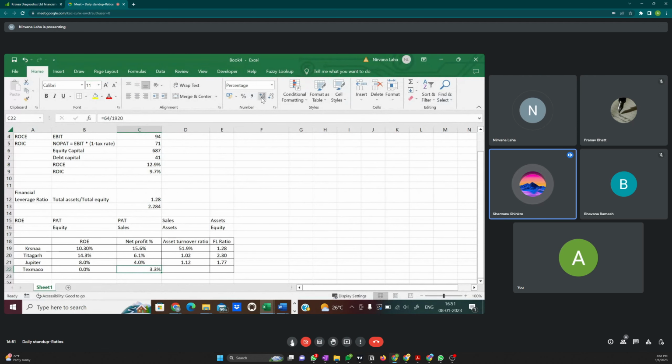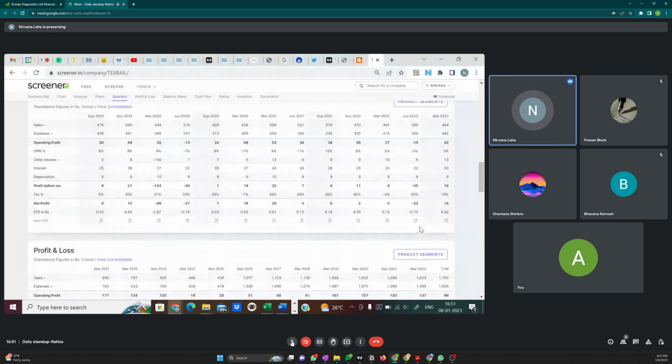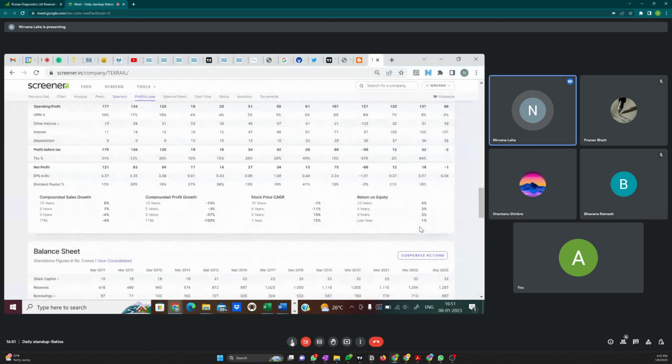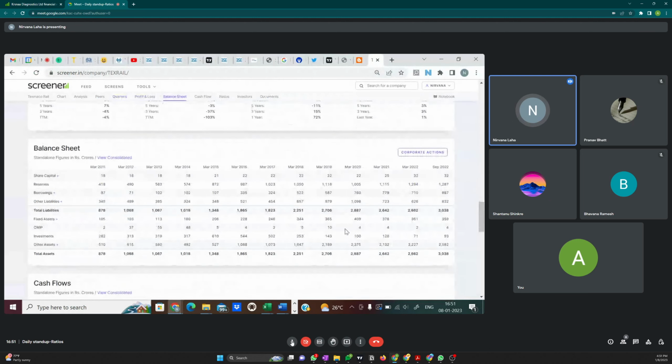By the way, I was correct, it was correct. Okay, cool. And asset turns here will be 1920 divided by 3038.